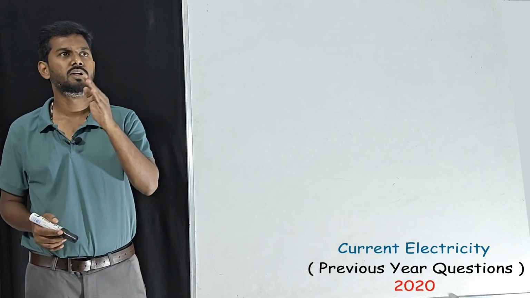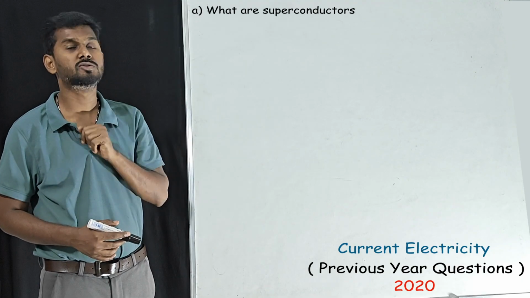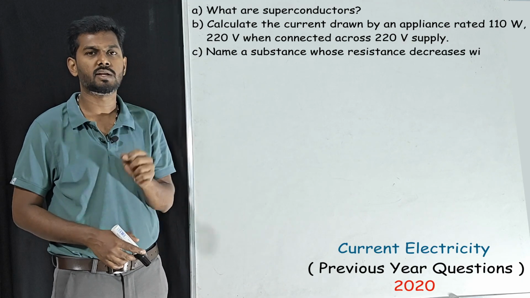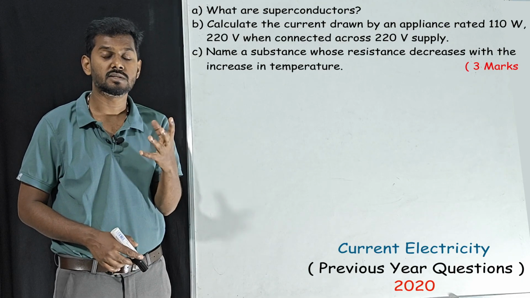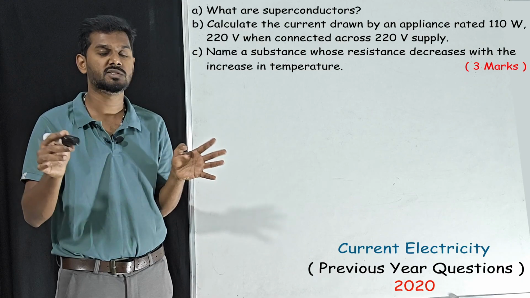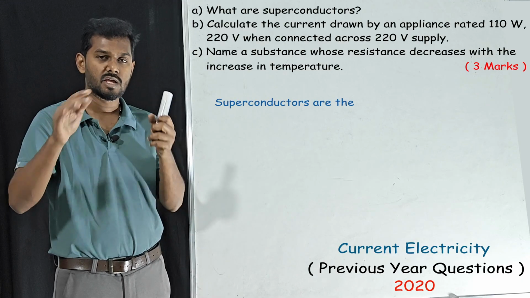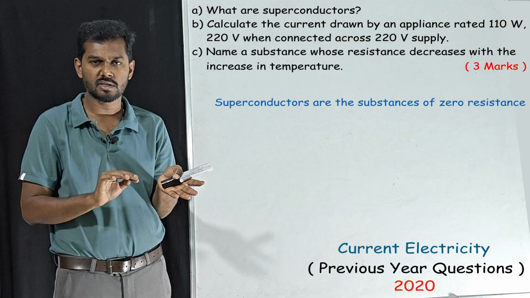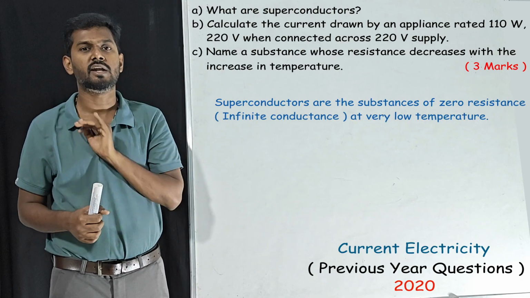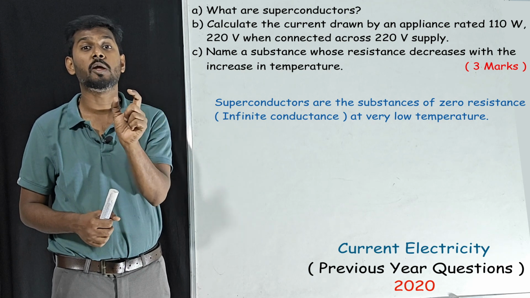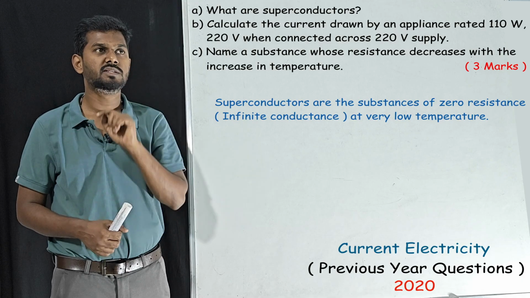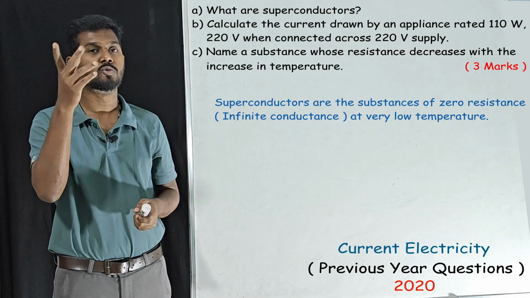Now we'll move on to 2020. In that first question, what are superconductors? We have a few more sub questions, we'll go one by one. Superconductors are the substances of zero resistance. The materials have zero resistance or infinite conductance. Resistance is inversely proportional to conductance, right? So if a material has zero resistance or infinite conductance at very low temperature, this word is very much important, at very low temperature, these kind of materials or conductors are called superconductors.